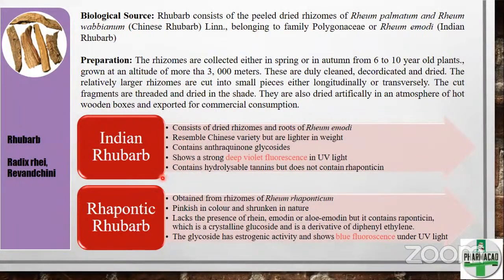Okay, now Indian will resemble Chinese variety but is lighter in weight, contains anthraquinone and shows a strong deep violet fluorescence in UV light. It contains hydrolyzable tannins but does not contain rapontin. Whereas Rapontic is pinkish in color, shrunken in nature. It lacks the presence of rhein, emodin or aloe-emodin, but it contains rapontin, which is a crystalline glucoside and a derivative of diphenylethylene. The glycoside has estrogenic activity and it will show blue fluorescence under UV light.